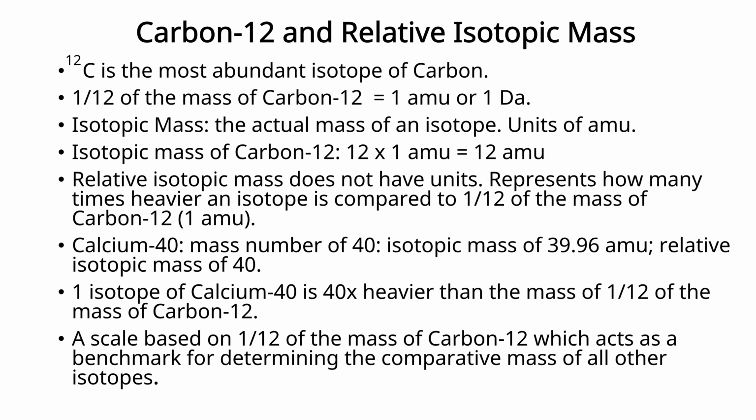So, what does this mean? It means that one calcium-40 isotope is approximately 40 times heavier than 1/12 of the mass of carbon-12. That's all it represents. It's a scale based on 1/12 of the mass of carbon-12, which acts as a benchmark for determining the comparative mass of all other isotopes.